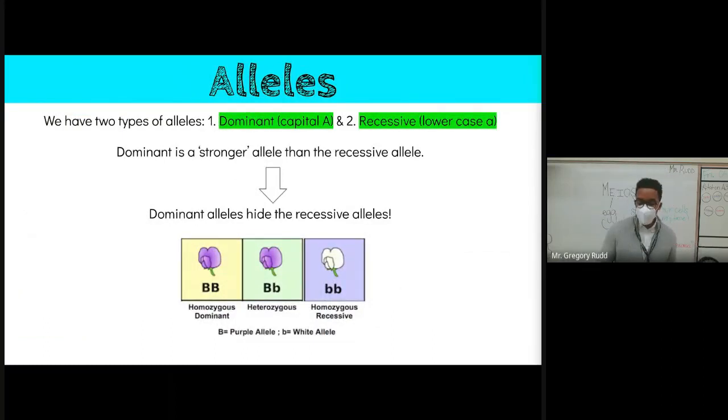We use 2 letters. If there is a capital letter, it's referring to the dominant allele. The dominant allele is stronger than the recessive allele, which means that if the person has a dominant allele, they will have the dominant trait.